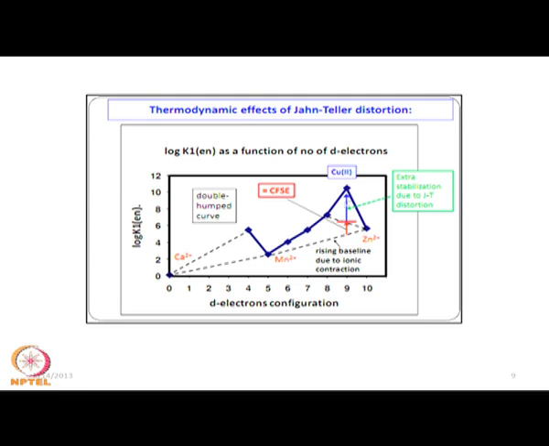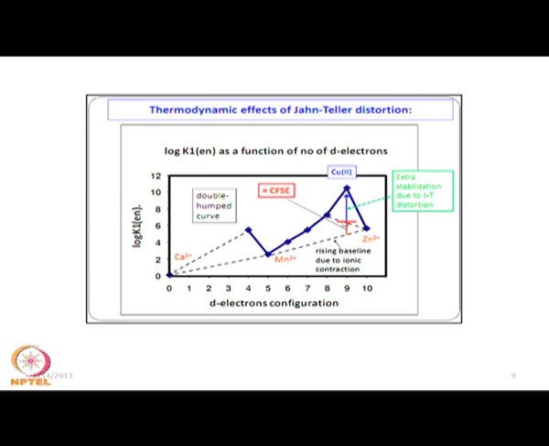So, we get this much amount of stabilization. The situation for copper 2 in 3d9 electronic configuration is that it is the most stable situation after distortion. Similarly, in the case of 3d4, we also know that it has stabilization due to the Jahn-Teller effect, and that gives us some amount of stabilization. And we have a double hump curve, therefore, where the peak is here for 3d4 and the second peak is at 3d9 due to copper 2.